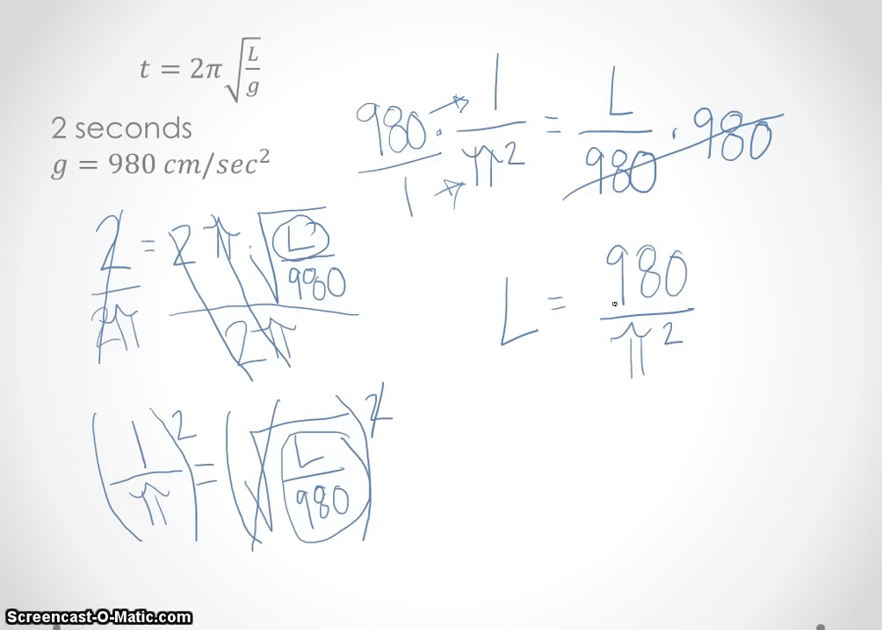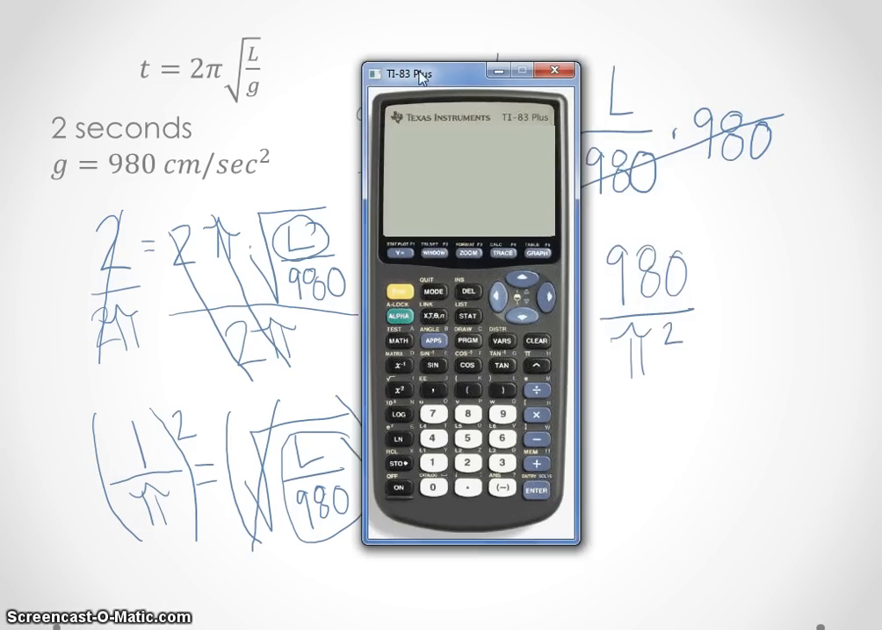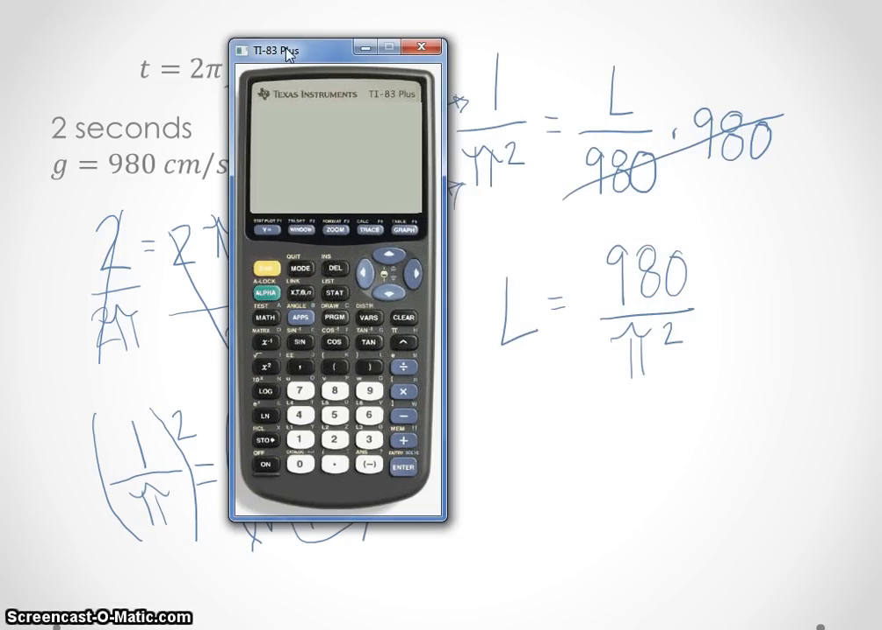Okay? Now, this length right now means nothing to us. 980 over pi squared, I don't know what actual number that is, so let's see what that actually is as a real number. So let's grab our calculator, which means you should too. Anytime I grab my calculator, you should have yours out and handy. And we're going to do this division here. So 980 divided by, and then I would put the pi squared in parentheses.